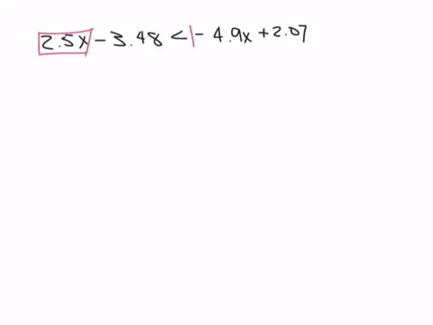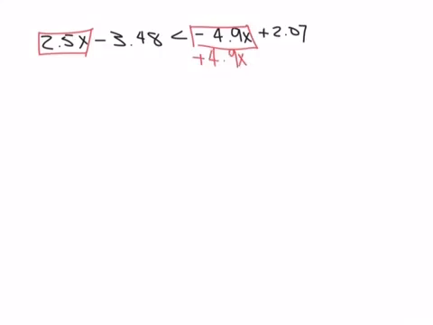Okay, let's look at example 6. We're doing decimals. 2.5x minus 3.48 is less than negative, holy cow, 4.9x plus 2.07. What are we doing? We're solving for our x, but I have x's on both sides. So I need to move the smaller x over with the bigger x. This one here is a negative, so it's a smaller one. So I'm going to move that over to the other side.